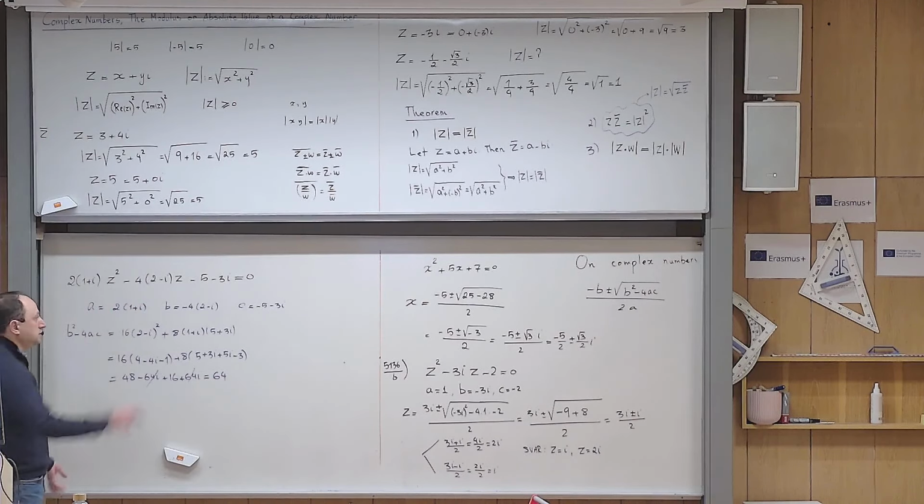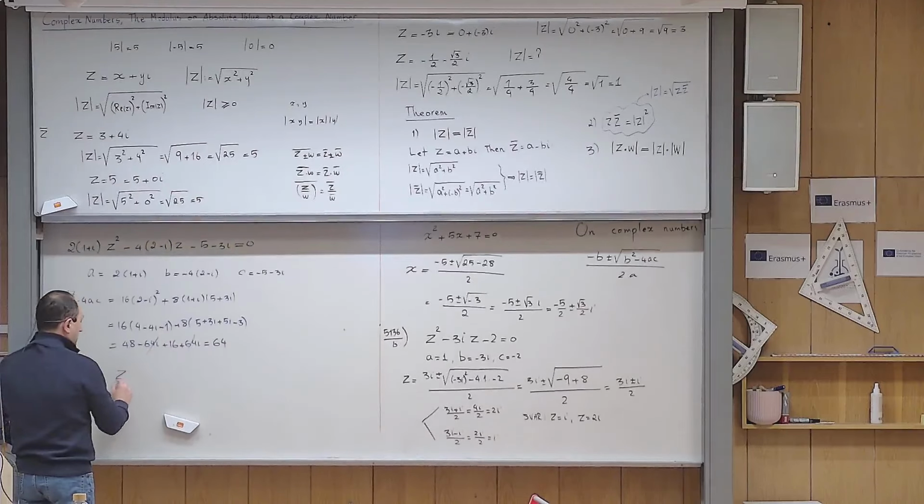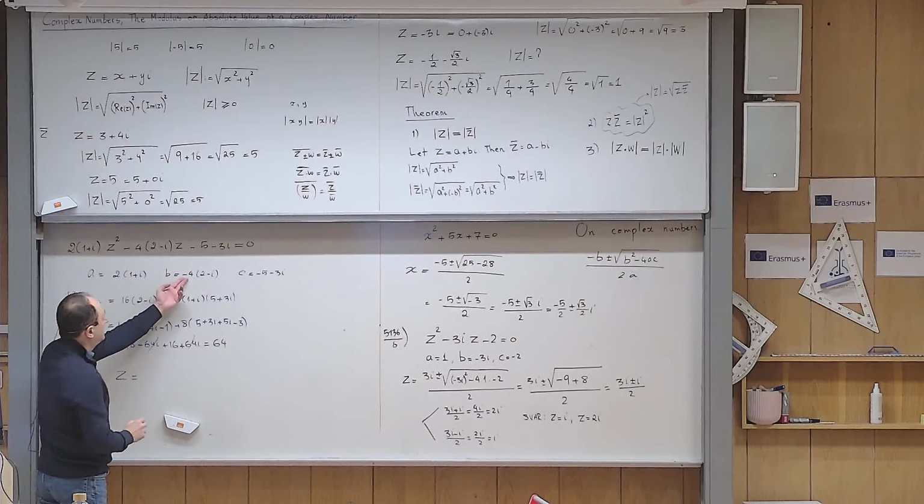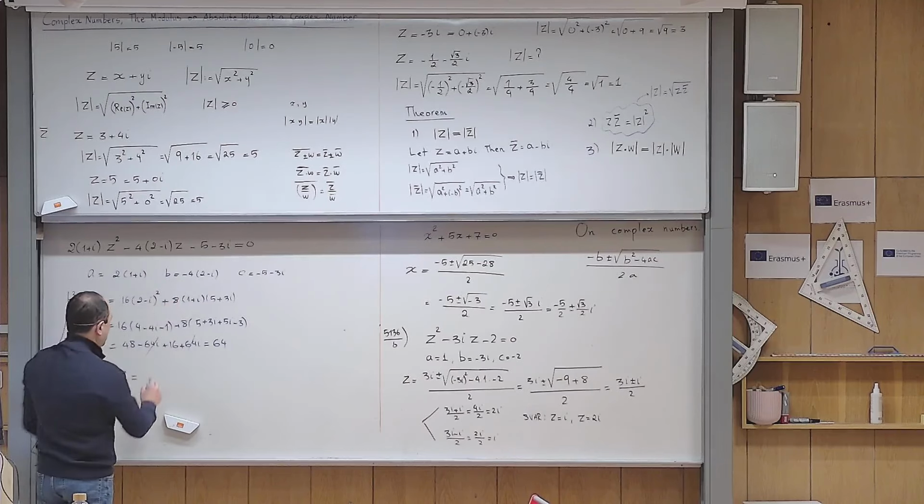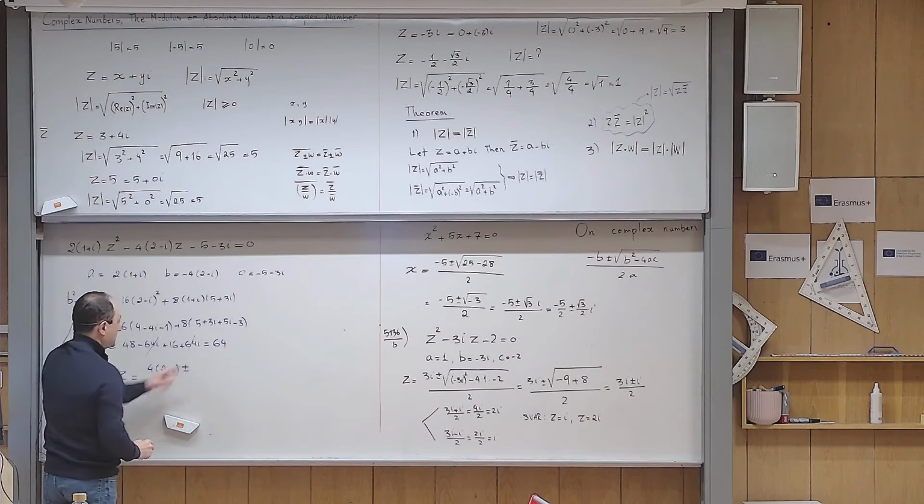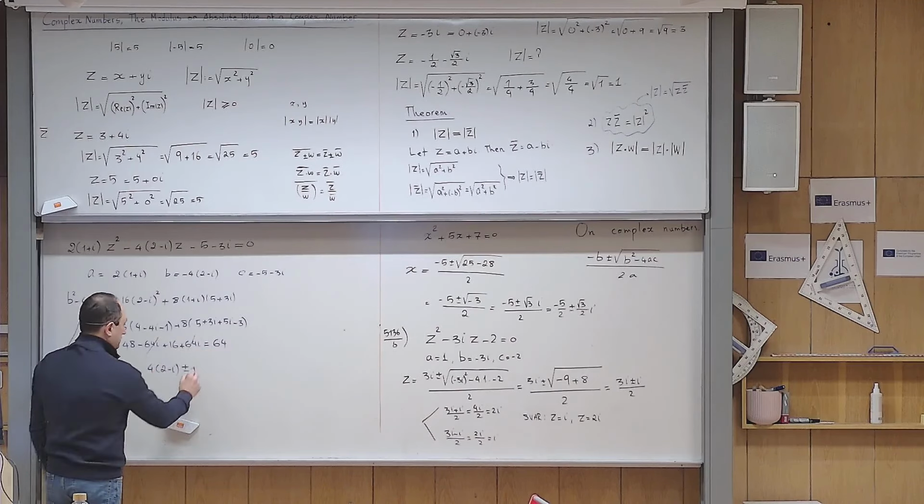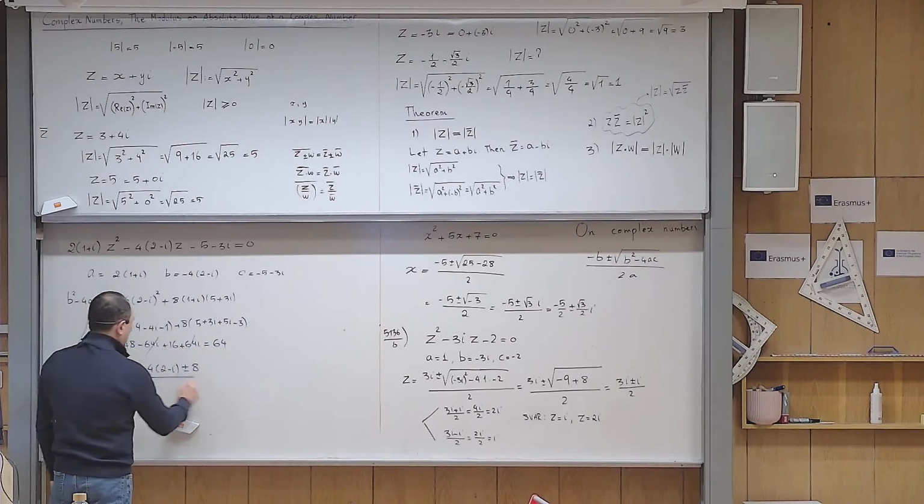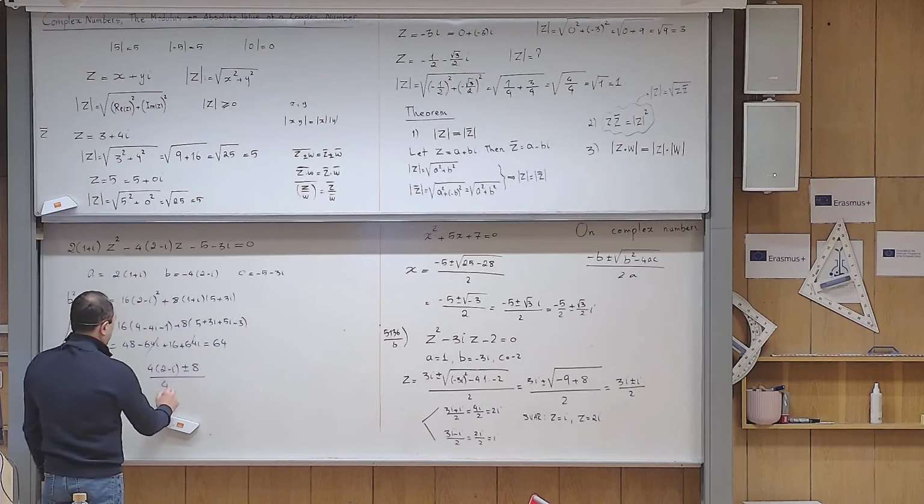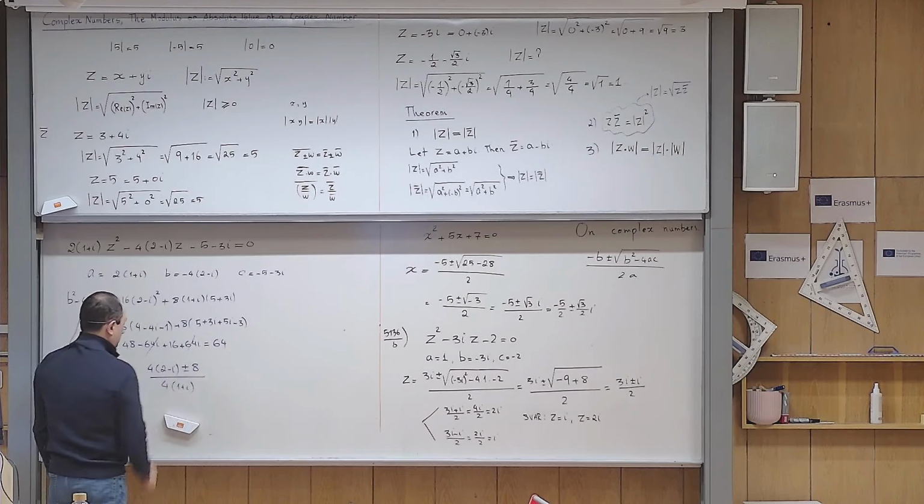Yes, and then I put it in the formula. So z is equal to minus b. This is my b. I multiplied by minus sign. And then plus or minus the square root of 64 is very straightforward. And then divided by 2 times a, which is 4(1 plus i).